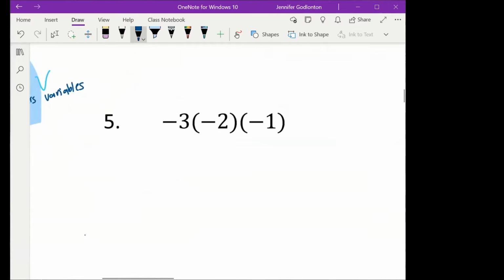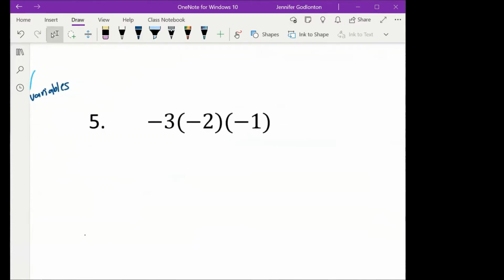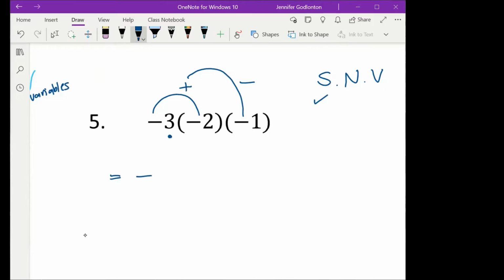Now let's have a look at number 5. Now we've got 3 negatives in a row. So here, this negative and that negative is going to give us a positive, and this positive and that negative is going to give us a negative. So we know signs, numbers, variables. We've done our signs. Our answer is going to be negative. Now we look at our numbers. 3 times 2 is what?